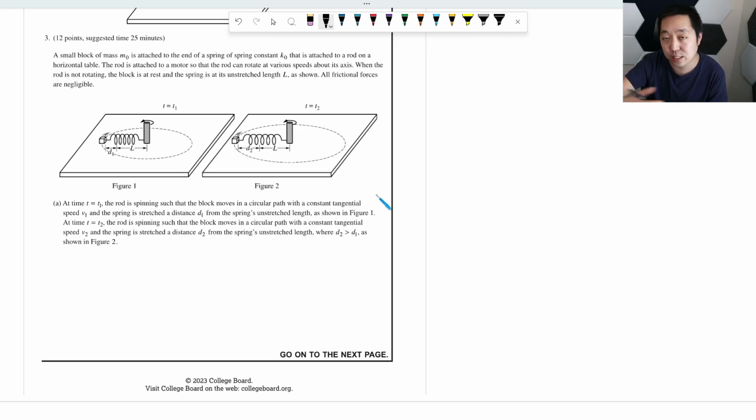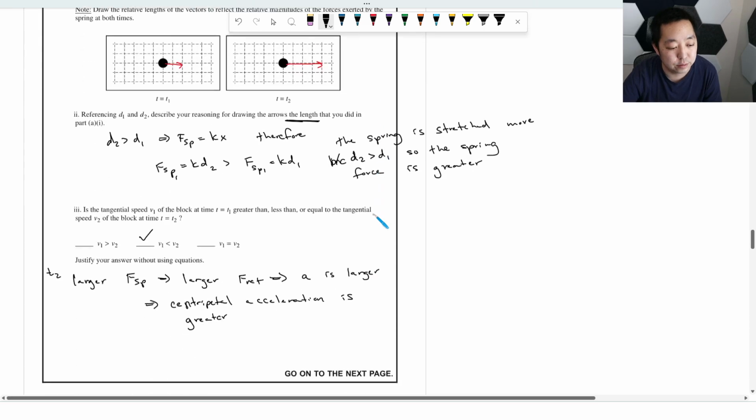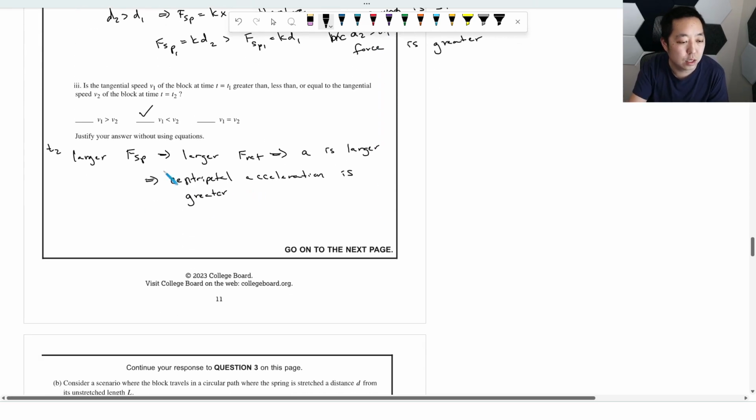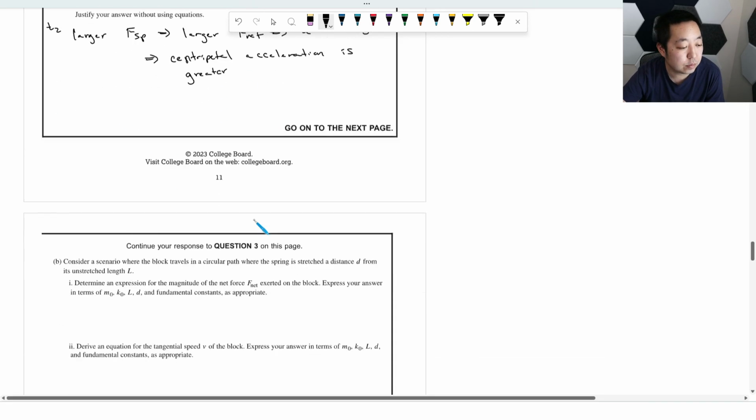the faster I go, the more centripetal force I need. That's probably the best argument, and I would go with that. I don't know if you need to say anything more than that.